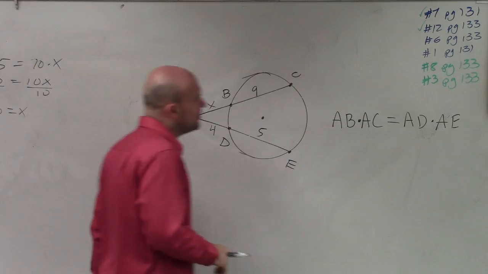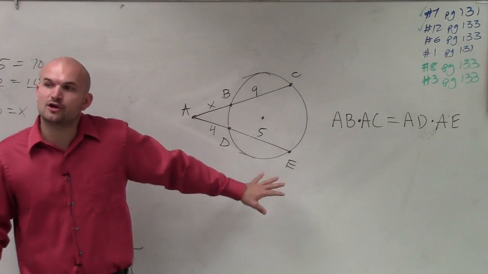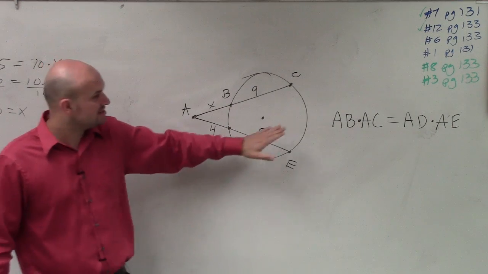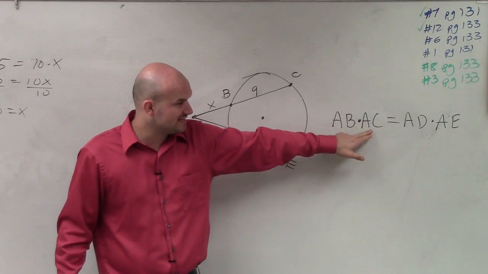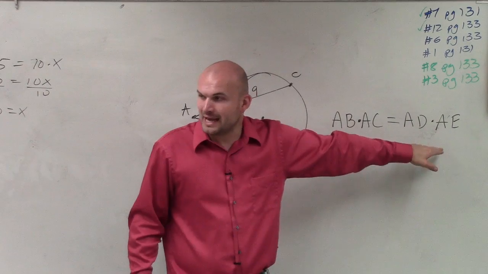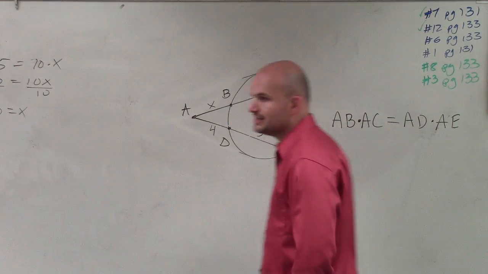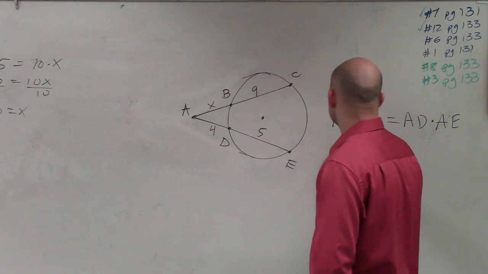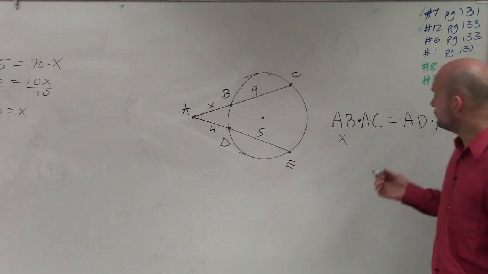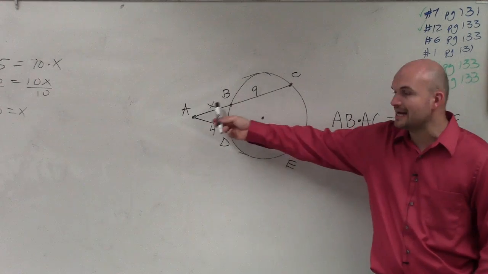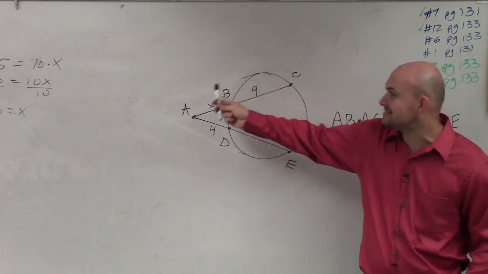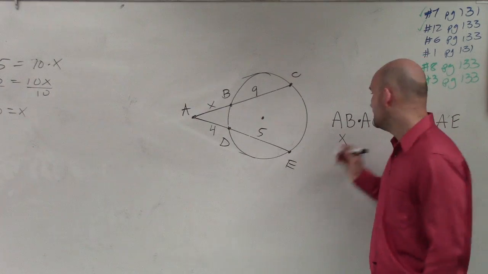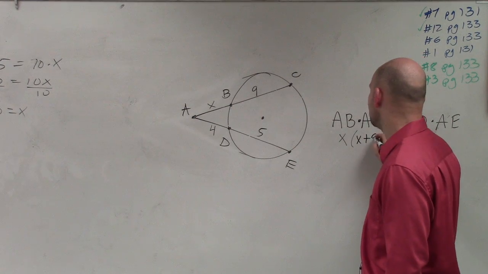So if you guys look at this circle, when we have the secant line, remember our formula that we discussed: A times B is equal to AC, where AD is equal to AE. In this case, what I need to identify is my length of AB is just x. Now, what's difficult about this one, AC is not 9x, it's x plus 9, right? X is this length, 9 is this length. So that's going to be x plus 9.